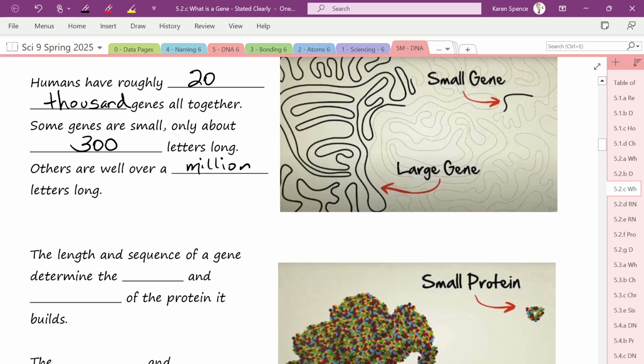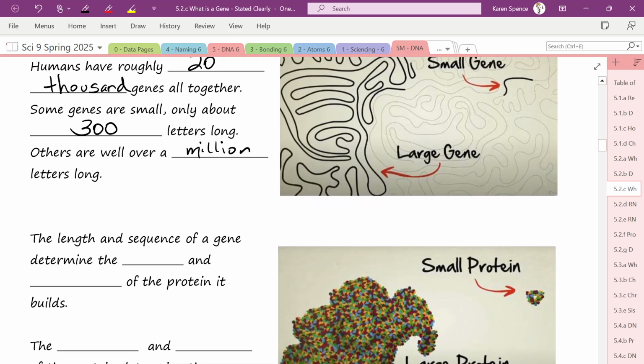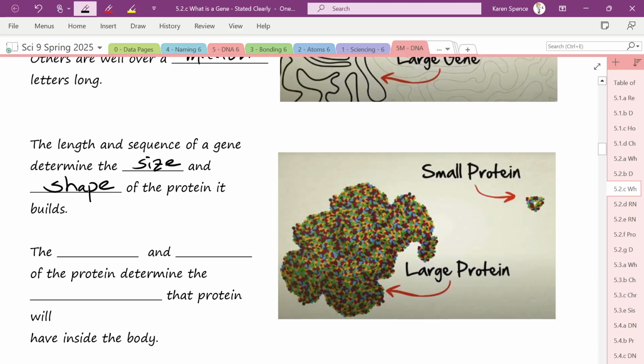Okay, the length and sequence of a gene determine the what and what of the protein? Size and shape, or function. The size and shape determine the function that the protein will have inside the body.